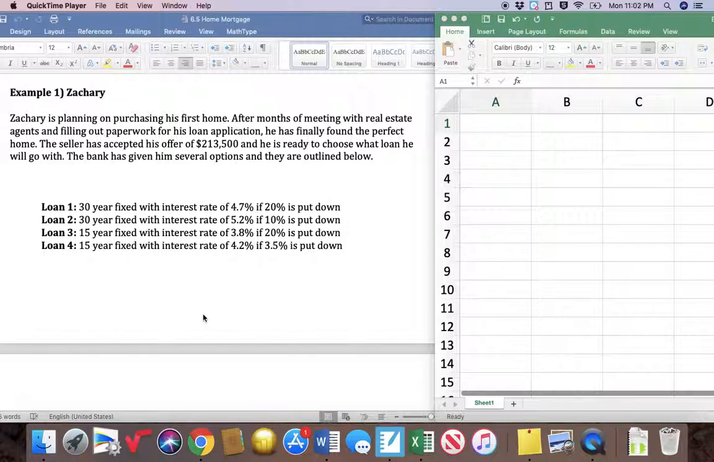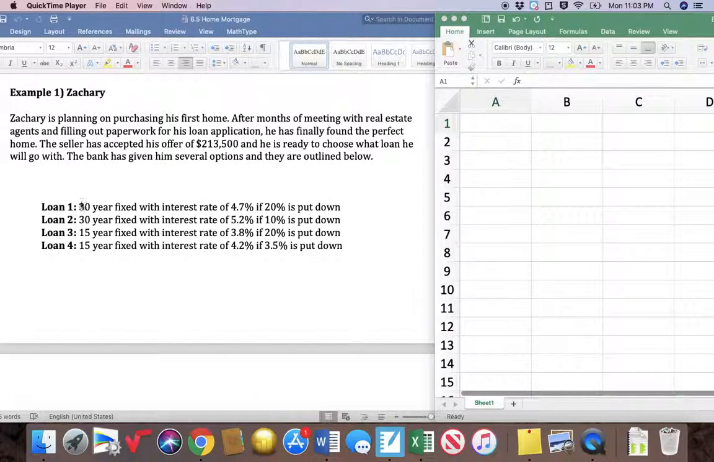So here we've got Zachary. He's planning on purchasing his first home. After months of meeting with a real estate agent and filling out paperwork for a loan application, he's finally found the perfect home. The seller has accepted his offer of $213,500, and he's ready to choose what loan he will go with. The bank has given him several options, and they're outlined below.